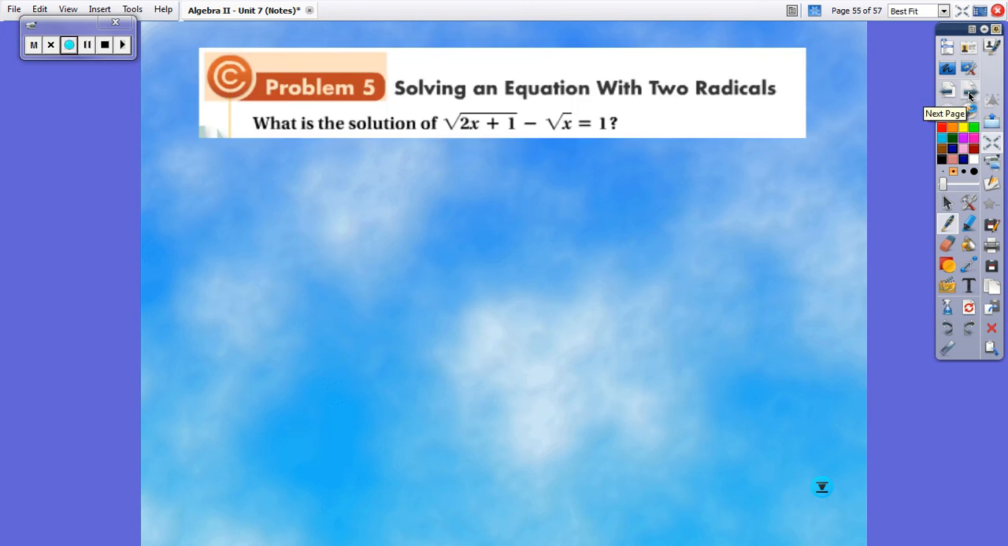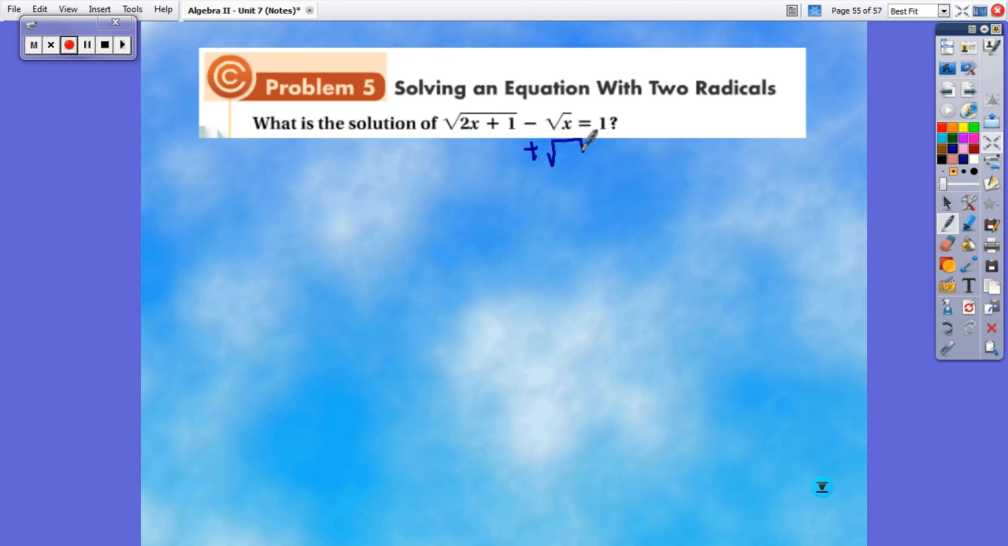Alright, so this is the last type of problem that you're going to see, and this problem kind of looks a little bit more difficult, and it's going to take us an extra step to do it because we have 2 separate radicals. I can't just square one side because they're split up by a plus or a minus sign. So we're going to have to get one by itself first, square the equation, and then go back and get the other one by itself and square the equation again.